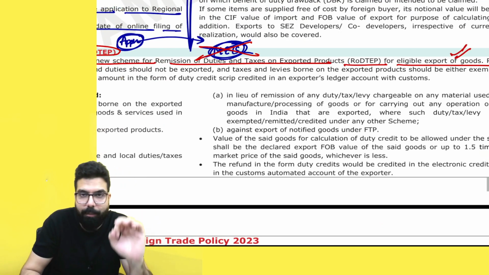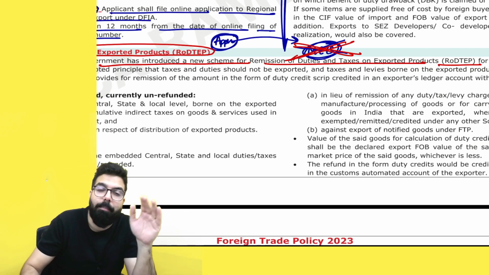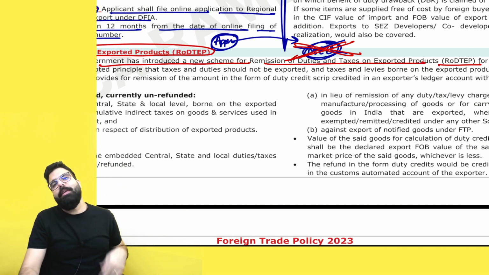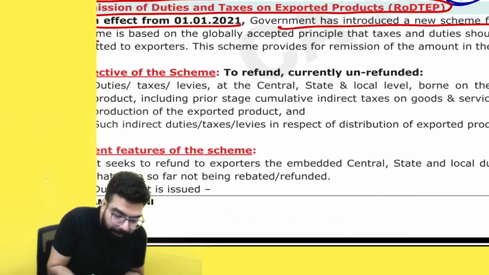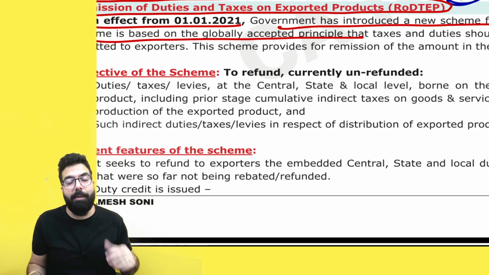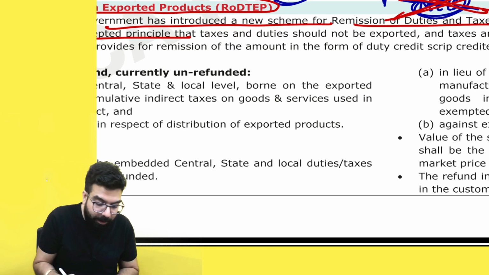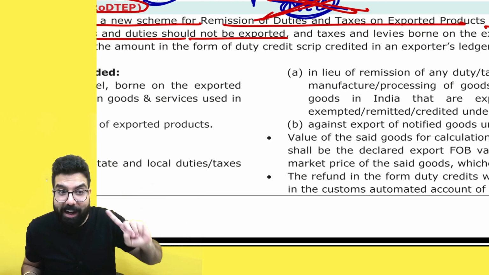Sir, for whatever eligible exports there are, the government earlier had the MEIS scheme, Merchandise Exports from India Scheme, which is deleted now. Now the RoDTEP scheme is there, where the government is saying RoDTEP is based on a globally accepted principle. The MEIS scheme was not based on a globally accepted principle and hence it was deleted. RoDTEP is based on the globally accepted principle that taxes and duties shall not be exported. You should always export the goods and not any taxes.